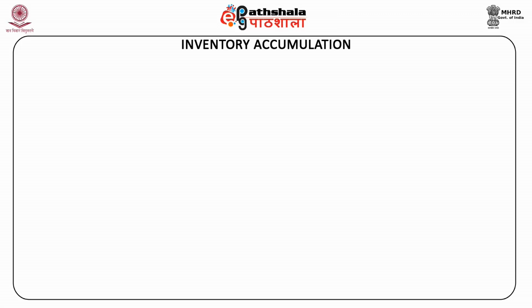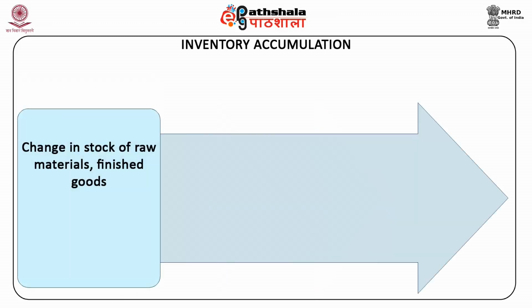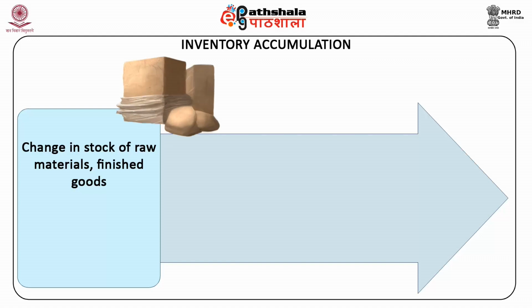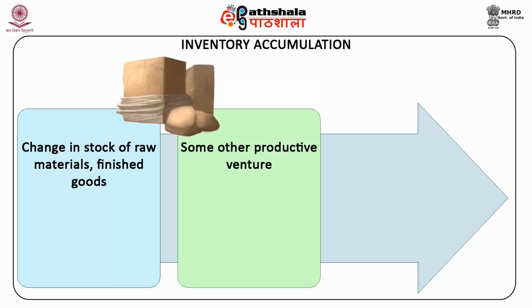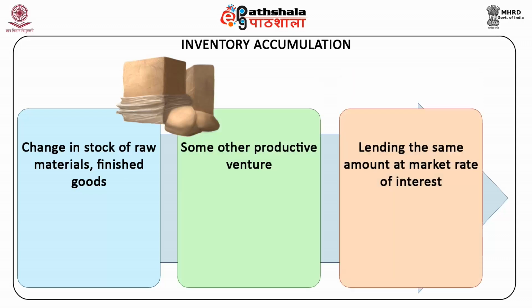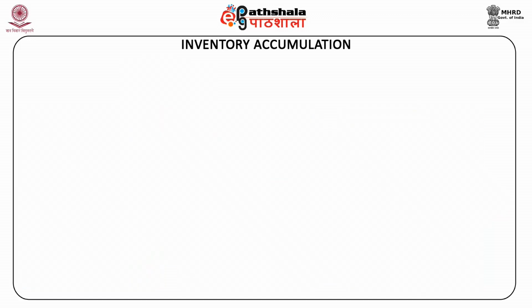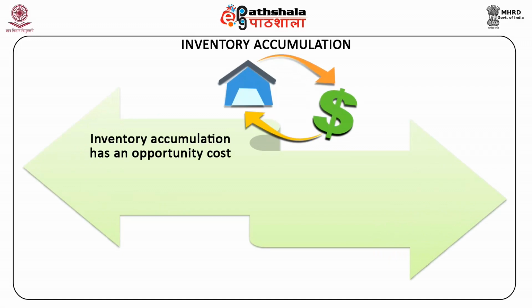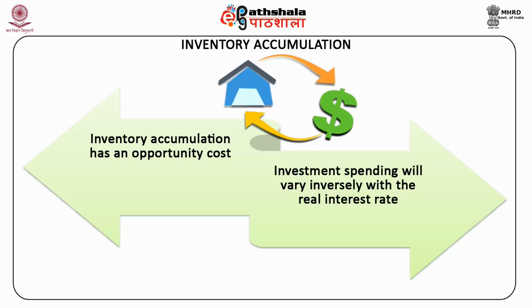Moving on to inventory accumulation, some amount of investment of firms remains tied up in the form of change in stock of raw materials, finished goods, and unfinished goods. If the same investment is done in some other productive venture, like lending the same amount at the market rate of interest, it will earn some money. It means that inventory accumulation has an opportunity cost, which is the interest that is foregone. So, the level of desired investment spending will vary inversely with the real interest rate.